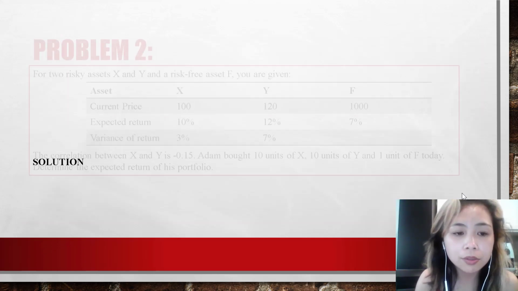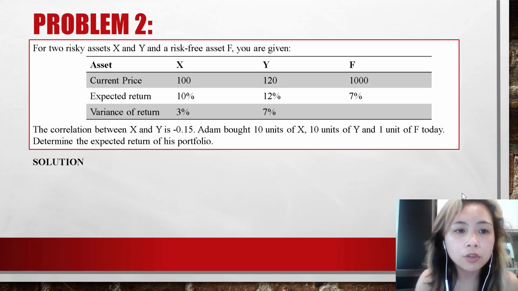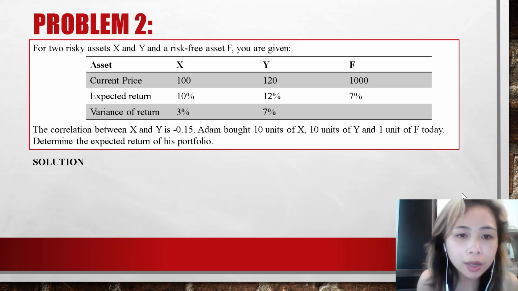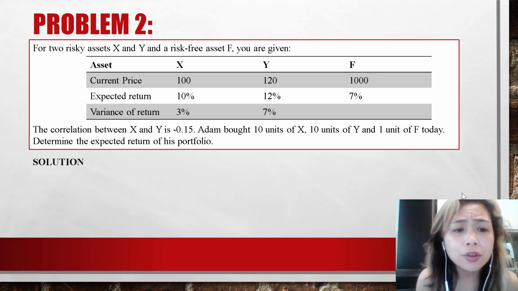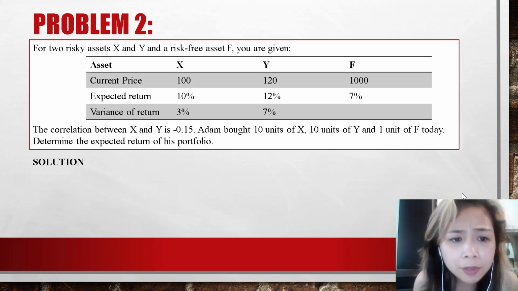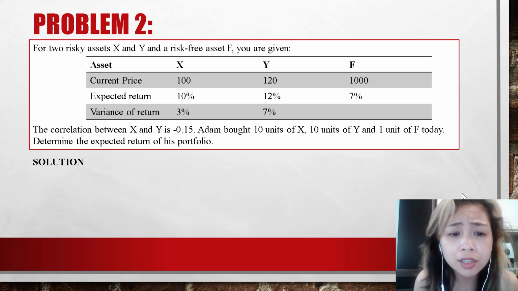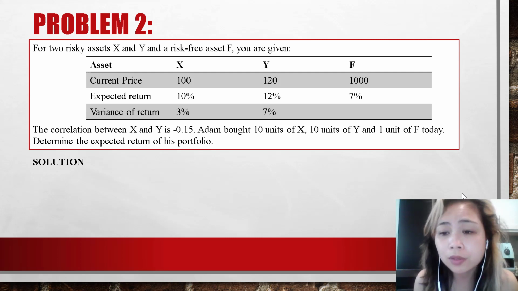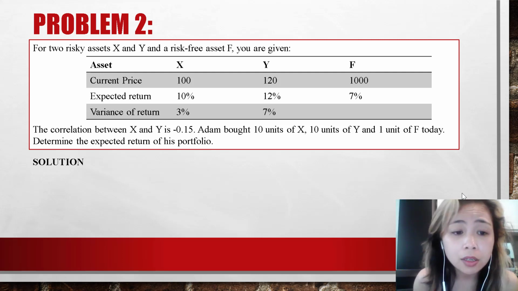Alright, problem 2. For 2 risky assets X and Y and a risk-free asset F, you are given the current price, the expected return, and the variance of return for each of these. The correlation between X and Y is negative 0.15. Adam bought 10 units of X, 10 units of Y, and 1 unit of F today. Determine the expected return of his portfolio.